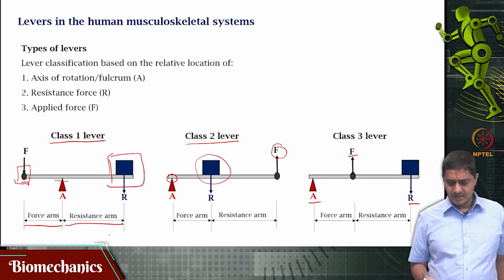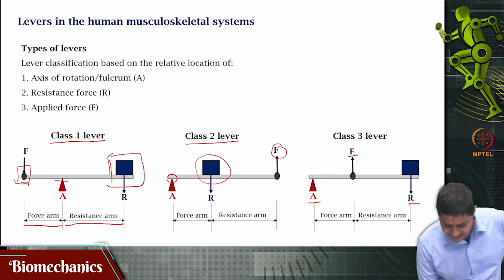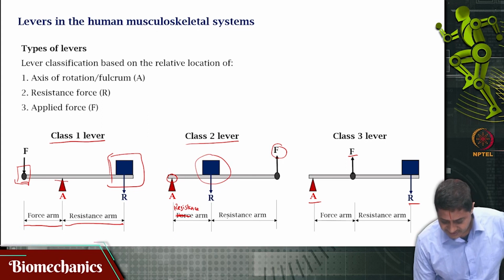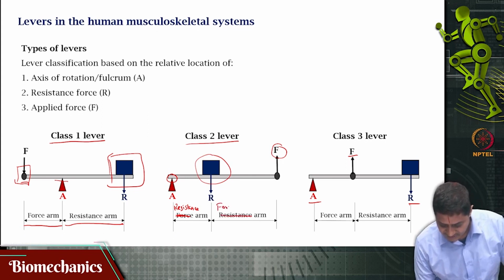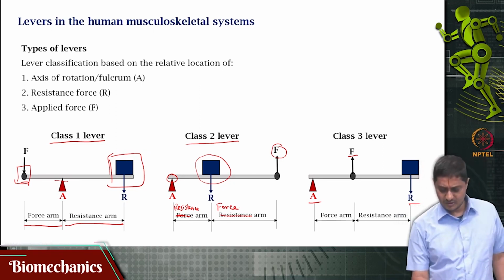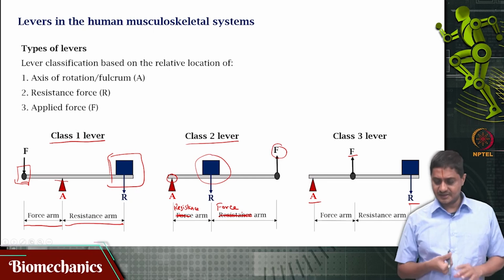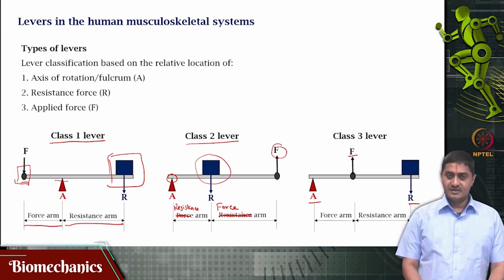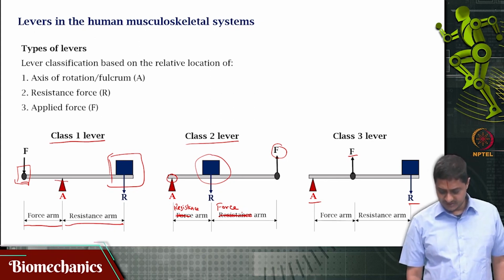By the way, this is the resistance arm. The distance between the axis and the resistance is the resistance arm, and between the force and the axis is the force arm. Just a small error that I am correcting. So, the types of lever is something that we know from high school, but something that we need to remind ourselves of now.